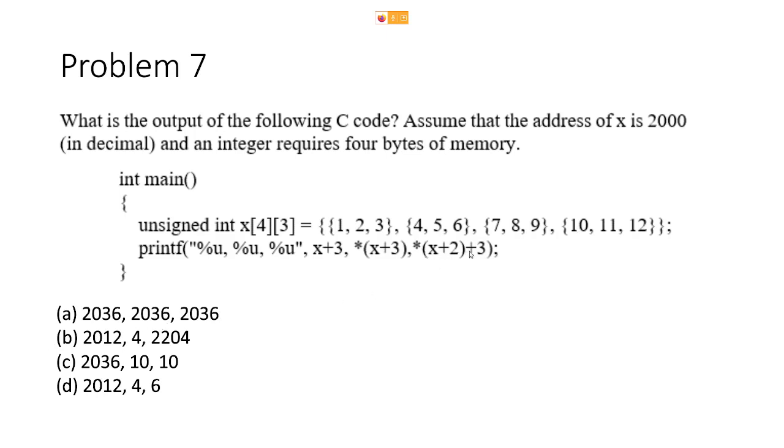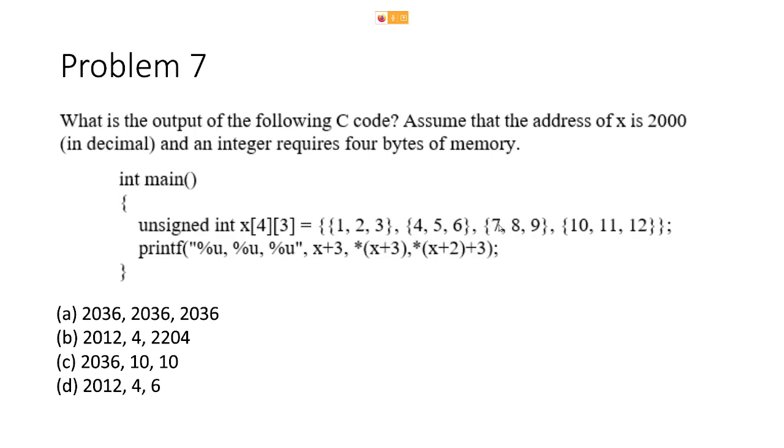Then the last one is x plus 2. So you're skipping 2 rows, you're coming here and you're saying, now I am at 7. Now you're saying star. So star means the address of 7. Now you are at the address of 7. So star x plus 2 is the address of 7.